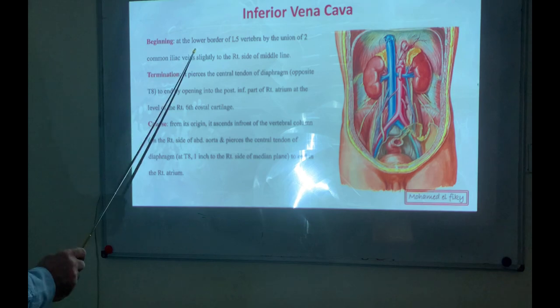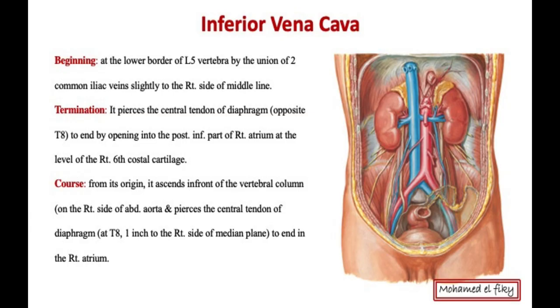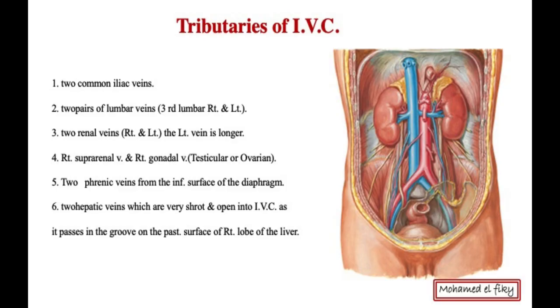It begins at the lower border of the fifth lumbar vertebra by the union of two common iliac veins, and terminates at the central tendon of the diaphragm opposite T10. Of course, it ascends from below upward in front of the vertebral column. What are the tributaries of the inferior vena cava? Two common iliac veins. Yes.